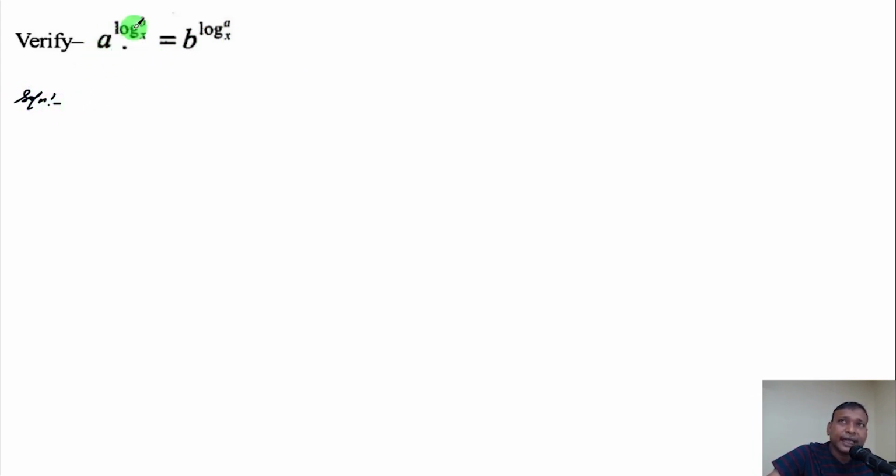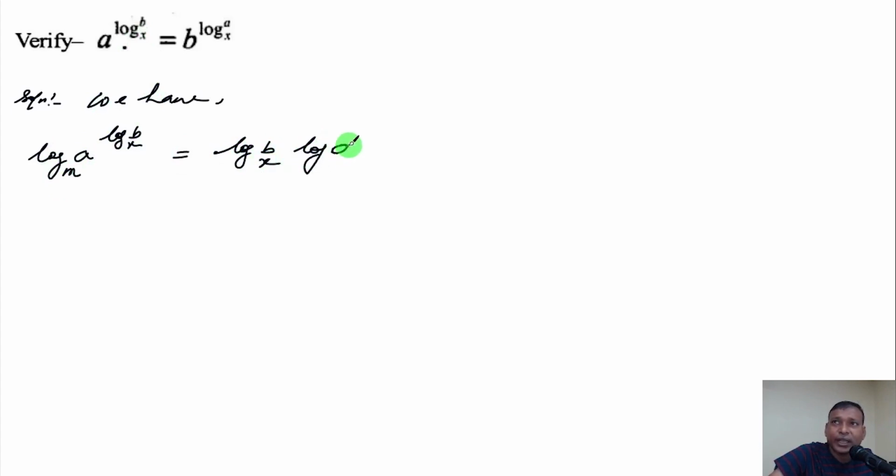We will take log of this. We have a power log b to the base x. I took log of this because we can take log of any number. So here I have written log, and the base is m. I have taken log to the base m. This can be written as log b to the base x and log a to the base m.